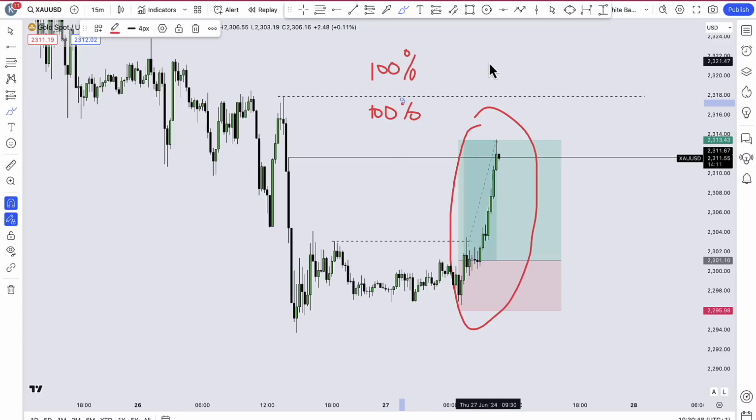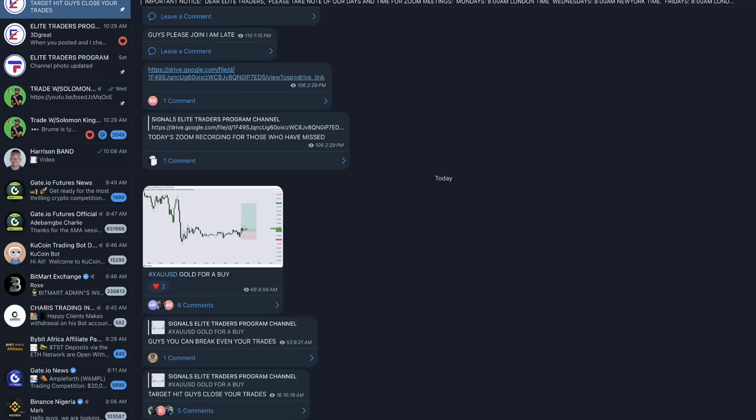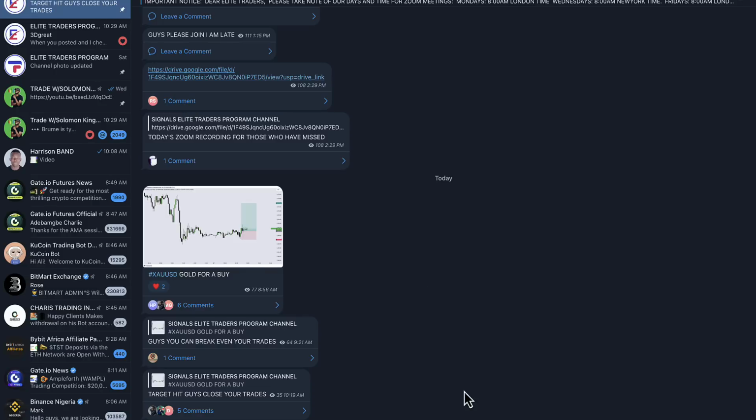If you see the right setup, do not doubt it, 100%. I asked the guys to close their positions. Let's see, right here. Target hit, guys, close your trades. And we're having a little bit of discussion. Some people are saying they missed it, they couldn't enter because of the stop loss. So let me talk about the stop loss.